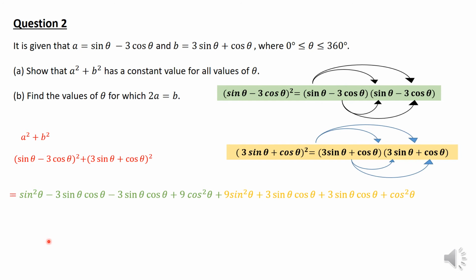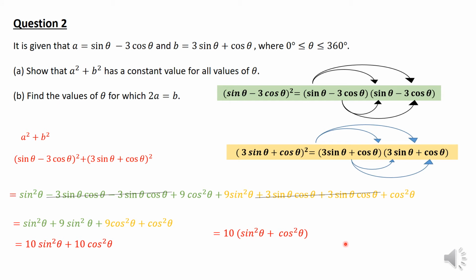And as you do this expression, you realize that there are certain things that cancel out, like the minus 3 sin theta cos theta, minus 3 sin theta cos theta, and plus 3 sin theta cos theta, plus 3 sin theta cos theta. They cancel out, leaving me with sine squared theta plus 9 sine squared theta, plus 9 cos squared theta plus cos squared theta. So in all, it gives you 10 sine squared theta plus 10 cos squared theta, taking out the 10. And I hope you remember that sine squared theta plus cos squared theta is equal to 1. So that constant is 10.